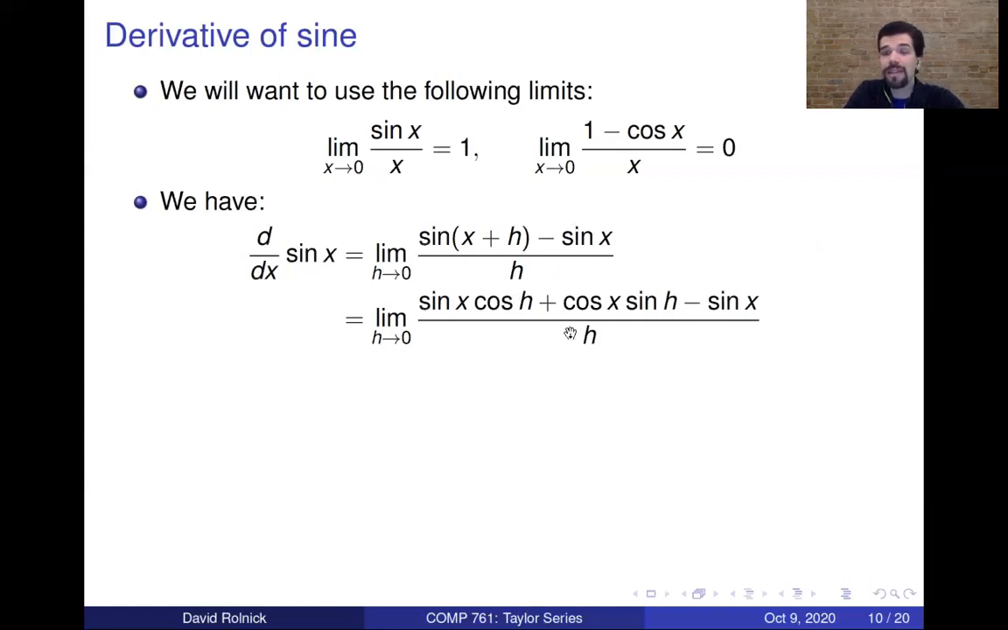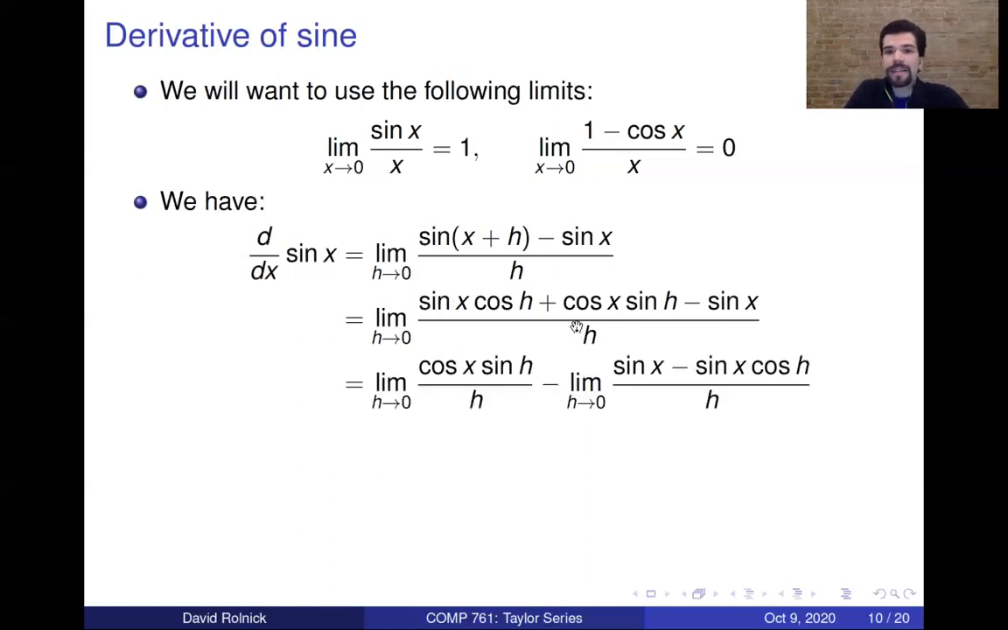Ugh, that's a lot of things. But let's write it out in a better way. We can separate this, break it into two fractions. And now it's looking a little interesting. What can we do here? How do we make this simpler?